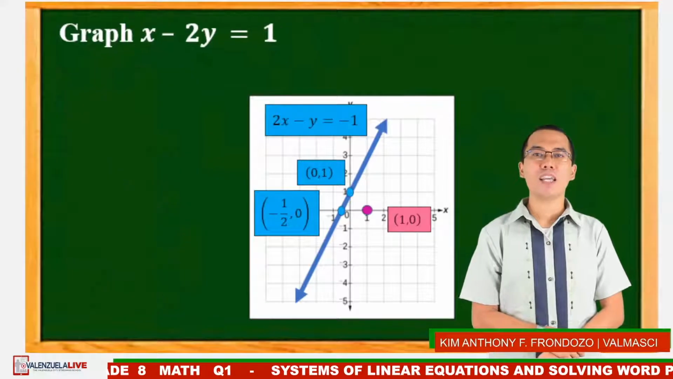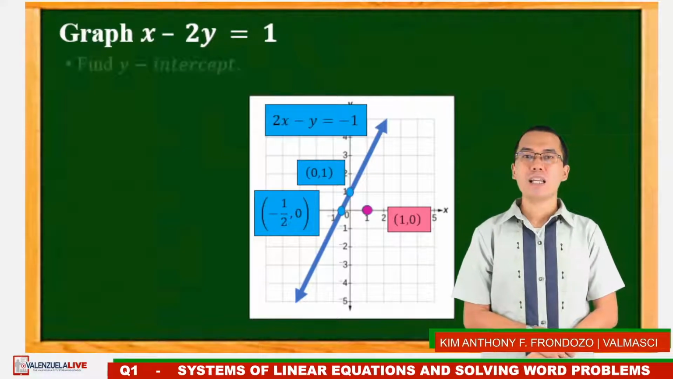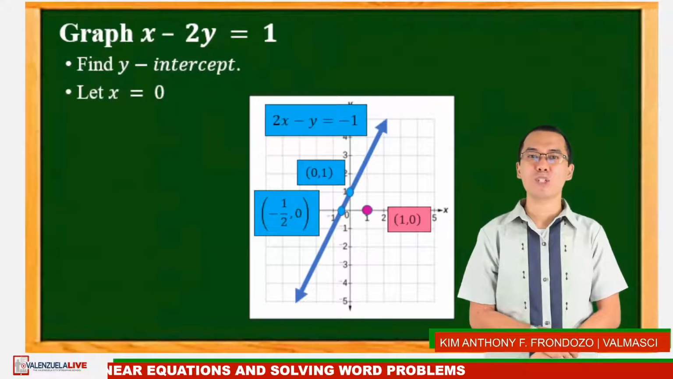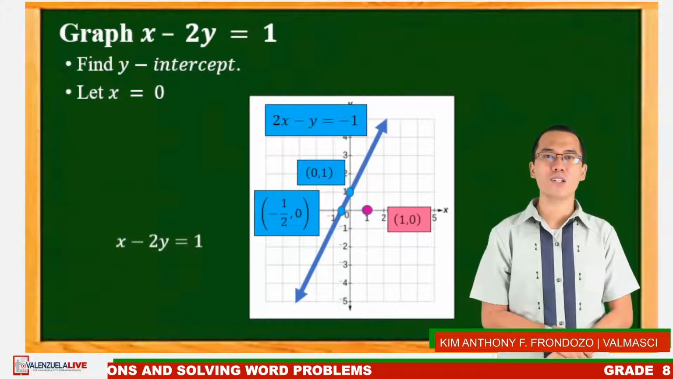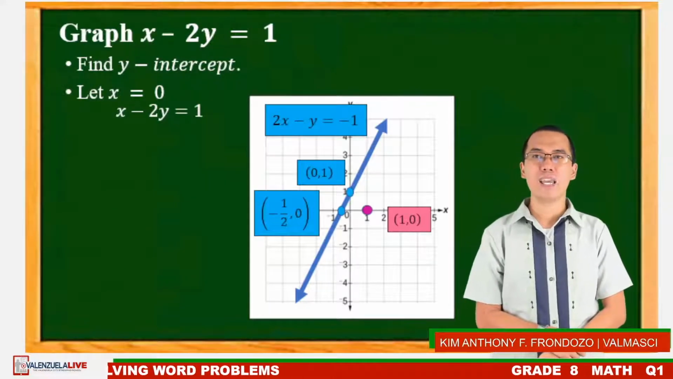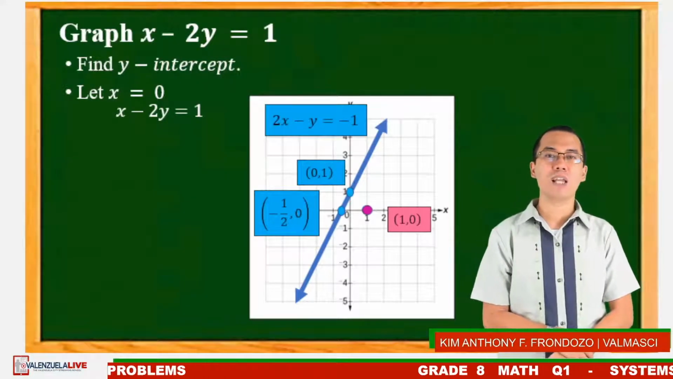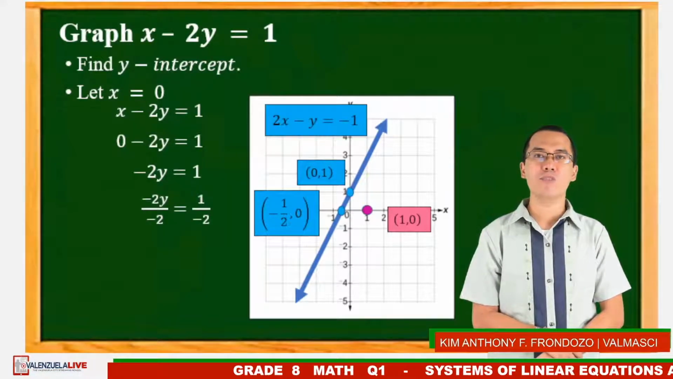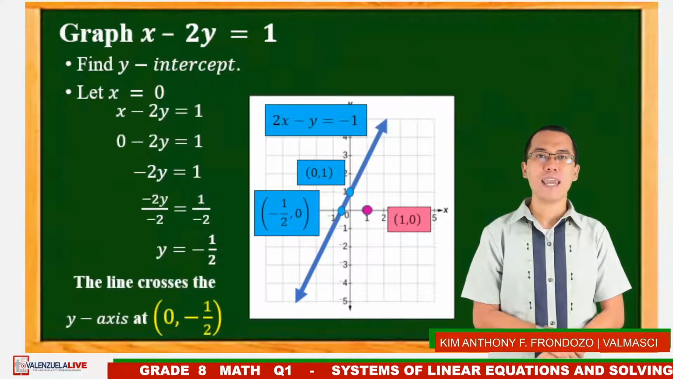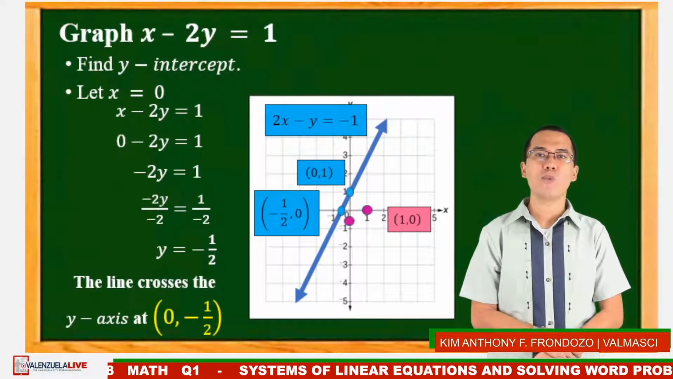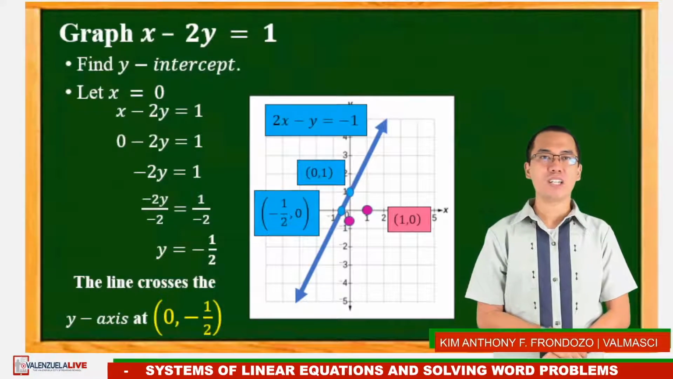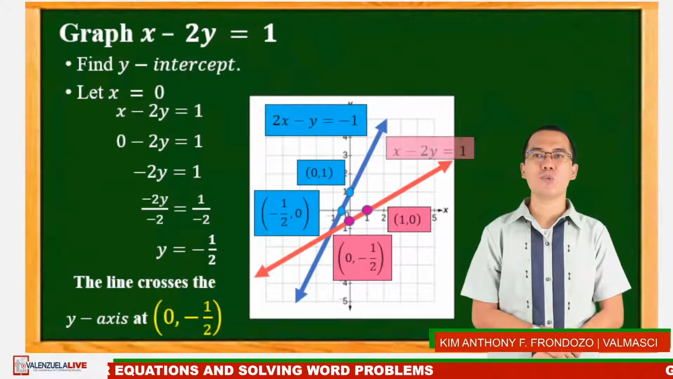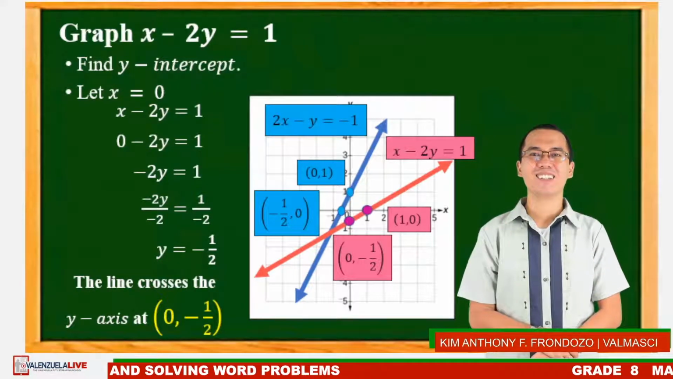Next is to find the y-intercept by letting x be equal to 0. So x minus 2y equals 1. By substitution, 0 minus 2y equals 1. We'll have negative 2y equals 1. Then dividing both sides of the equation by -2, we'll have y equal to -1/2. So the line crosses the y-axis at (0, -1/2). Plotting the point on the Cartesian plane and connecting the points, this is the graph of x minus 2y equals 1.